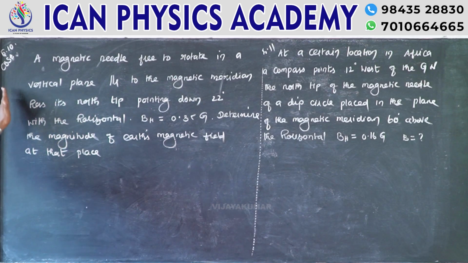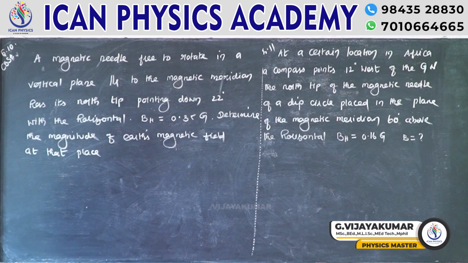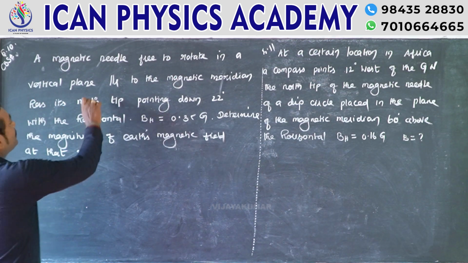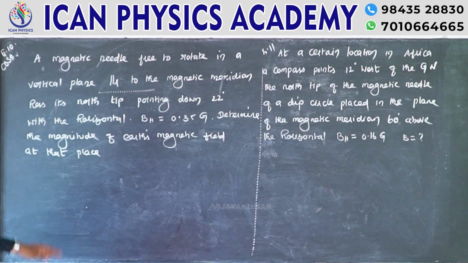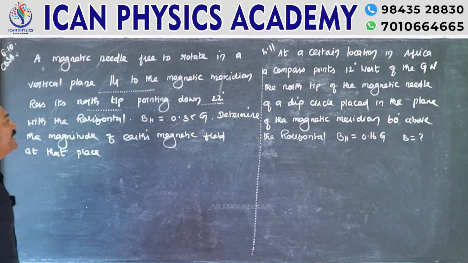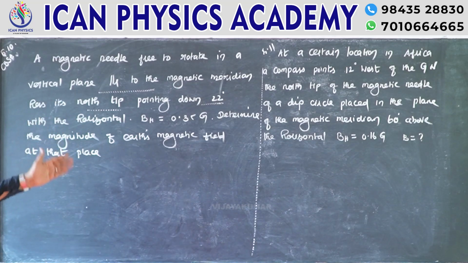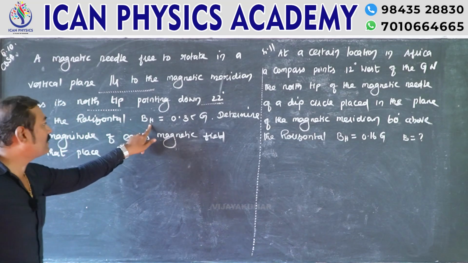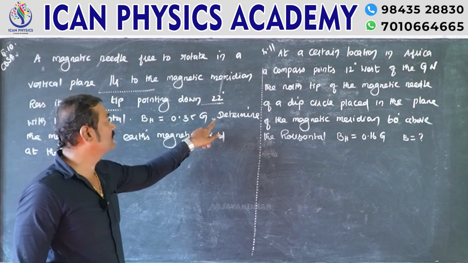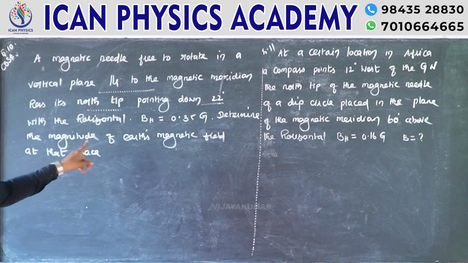Five point 10. That is the 10th problem from the 5th lesson. A magnetic needle free to rotate in a vertical plane parallel to the magnetic meridian has its north tip pointing down 22 degree with the horizontal. The horizontal component of Earth's magnetic field is 0.35 Gauss. Determine the magnitude of Earth's magnetic field at that point.